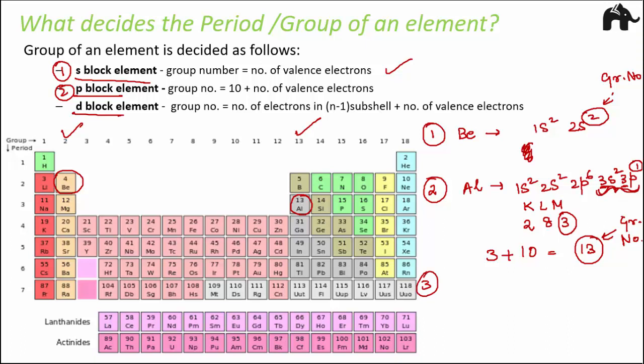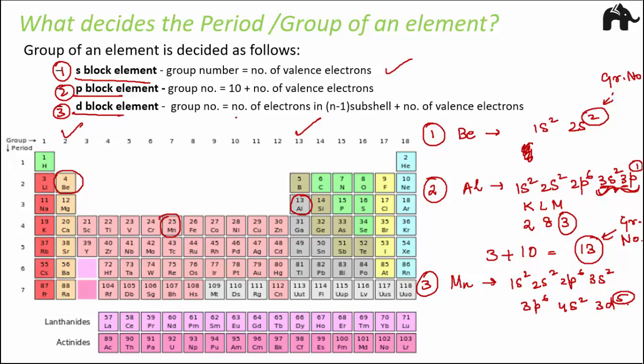Let us now talk about a d block element. Let's talk about manganese. Manganese has atomic number 25. If we write its configuration, it will be 1s2, 2s2, 2p6, 3s2, 3p6, 4s2, 3d5. So which is the valence subshell? This is 3d5, right? In the d subshell, we have 5 electrons. So what should be the group number? This is a d block element because the last electron enters into the d subshell.